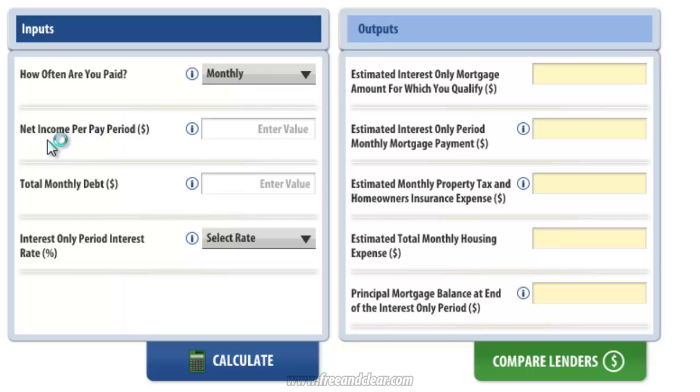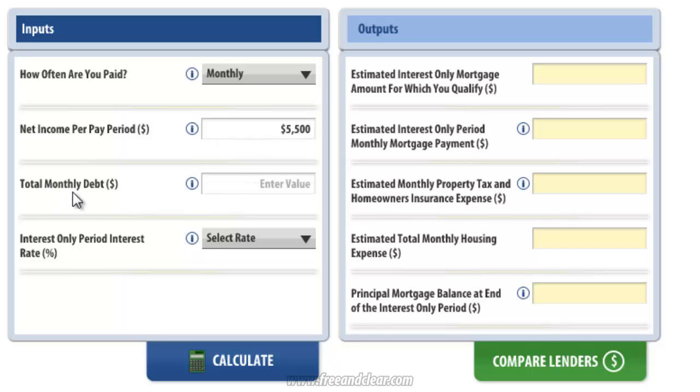The next input is the net income per pay period. So in this case, this is our net income per month. It's important to emphasize that this is our net income, so our income after deductions such as taxes, Social Security, and Medicare. So it's basically our take-home pay. I'm going to say that our net income is $5,500.